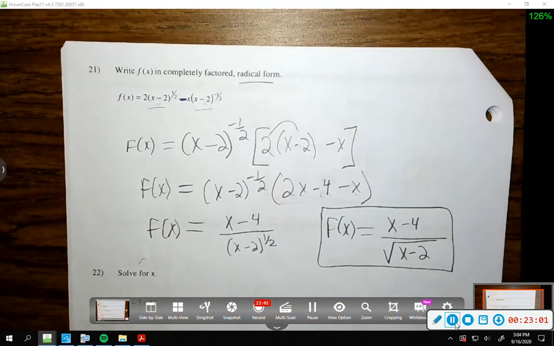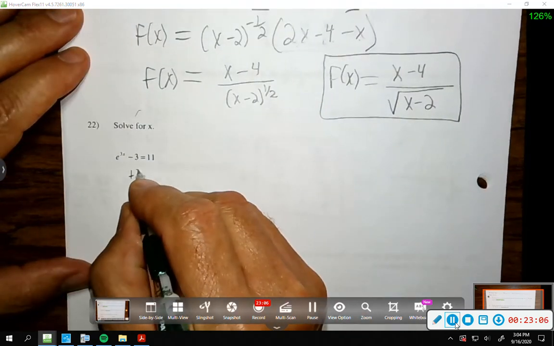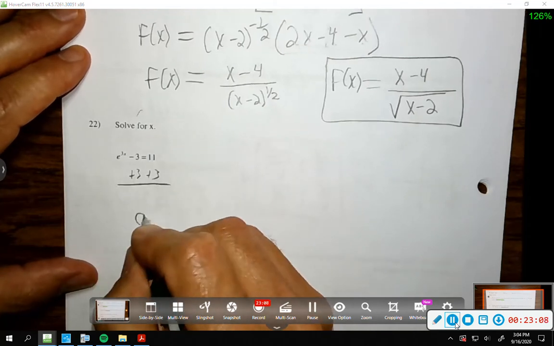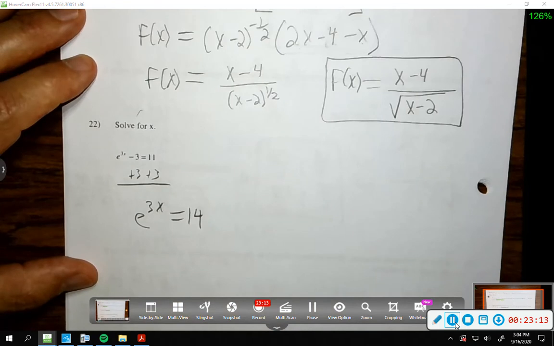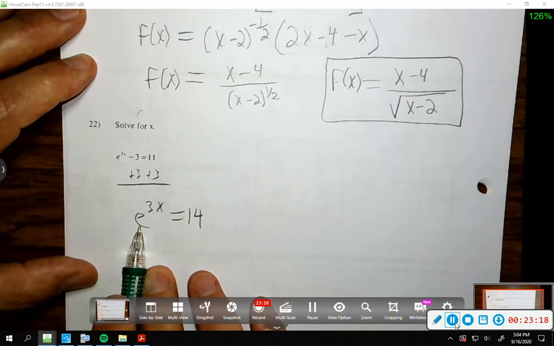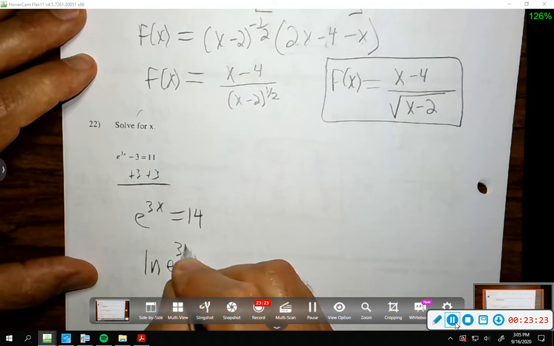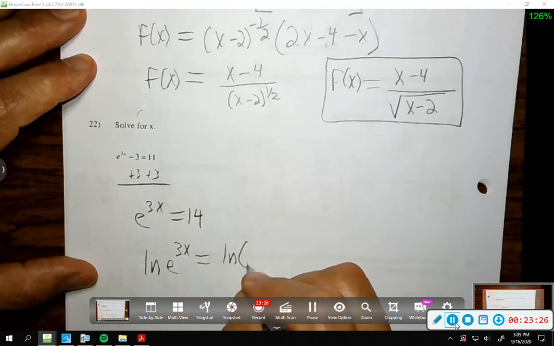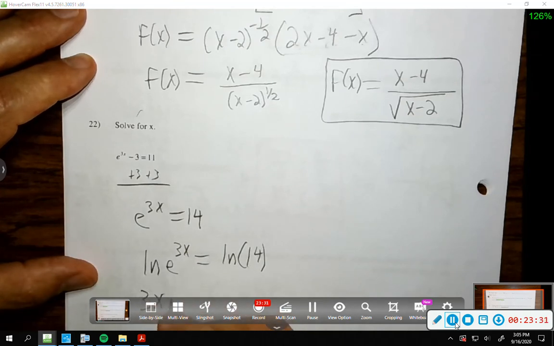Problem 22, we did do problems like problem 22. I just threw one on at the end. Add 3 to both sides. E to the 3x equals 14. How do I solve for a variable that's in the exponent of e? Well, the inverse of e is natural log. So I take the natural log of both sides. Why? Because this drops down. 3x times the natural log of e. Or you can say natural log undoes e, and you're just left with 3x.